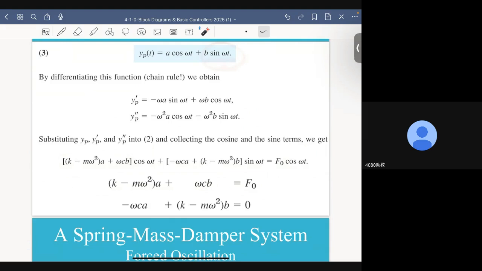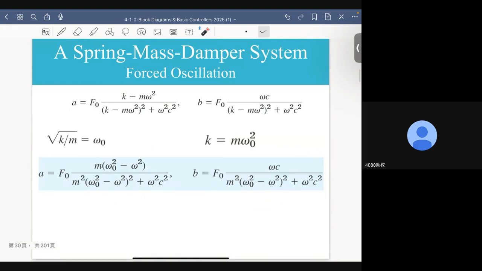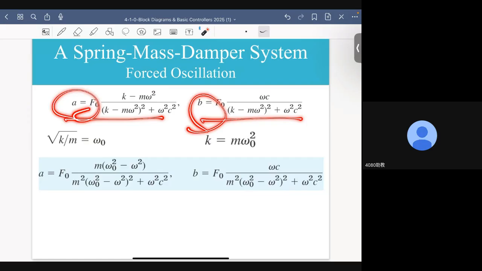wave, for the right-hand side of the equality, there is no sine wave, so its coefficient for sine wave is 0. However, on the left-hand side of the equality, within this bracket, the coefficient for the sine omega t should be this. Now here we have two conditions, two equations, two unknowns, which are A and B. So A and B can be readily solved, and these are the results for A and B.